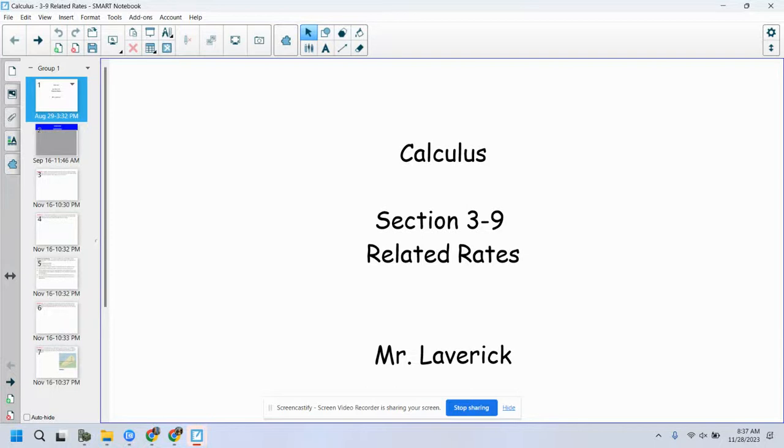Jumping to section 3.9. This is more application of derivatives, and there are a lot of applications of derivatives, because remember that a derivative is just instantaneous rate of change. How fast is something changing at any given moment? That's what a derivative really is.